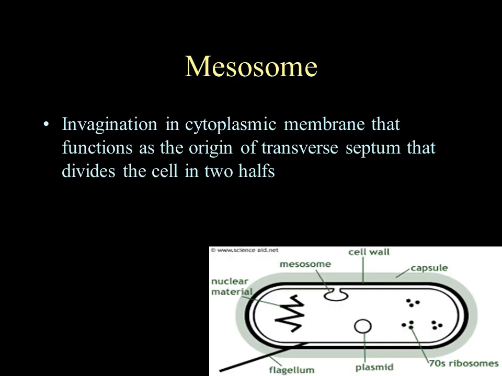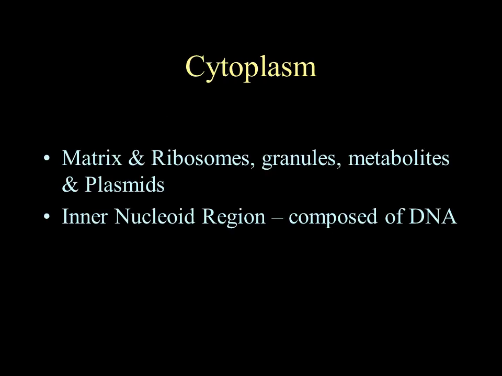Mesosome is actually an invagination of the cytoplasmic membrane from where the division process starts whenever bacteria is going to divide through binary fission. So this is just an invagination of the cytoplasmic membrane. Cytoplasm of a bacteria is composed of different matrix components, ribosomes, granules, metabolites, and plasmids. The centermost region is the nucleoid region that is composed of the DNA.